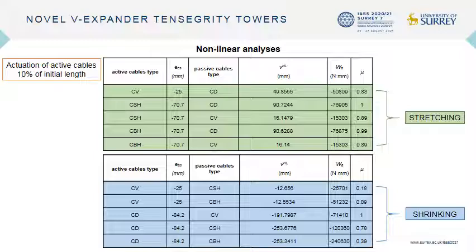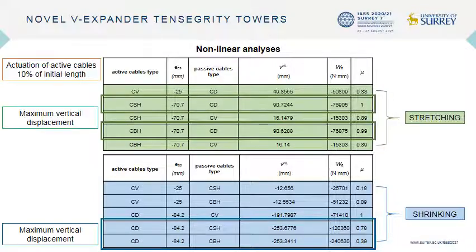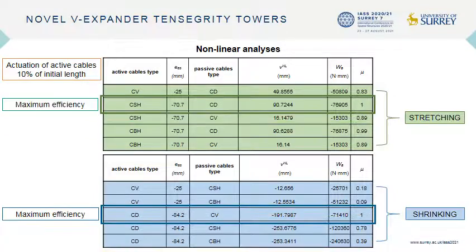For avoiding overlapping of the elements, large cable actuation lengths are not considered. Thus, for our purpose, we perform the nonlinear analysis according to an actuation length equal to 10%. As can be noted, the procedure allows predicting the best choice of active and passive cables in terms of maximum vertical displacements of the upper nodes for stretching and shrinking shape changes, as well as in terms of maximum efficiency in shrinking.